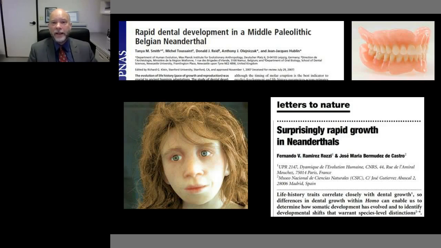But I think that's the wrong way to look at it. What's surprising is the protracted growth in humans. We're the outliers. We're the ones that are very different from any other species: a very long time of being protected by our parents.